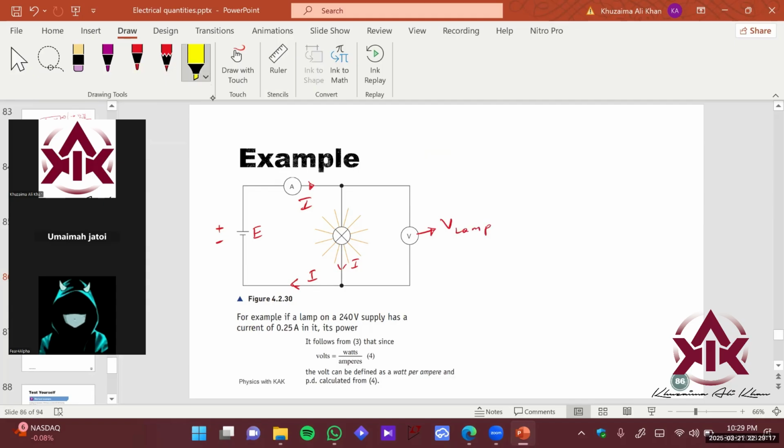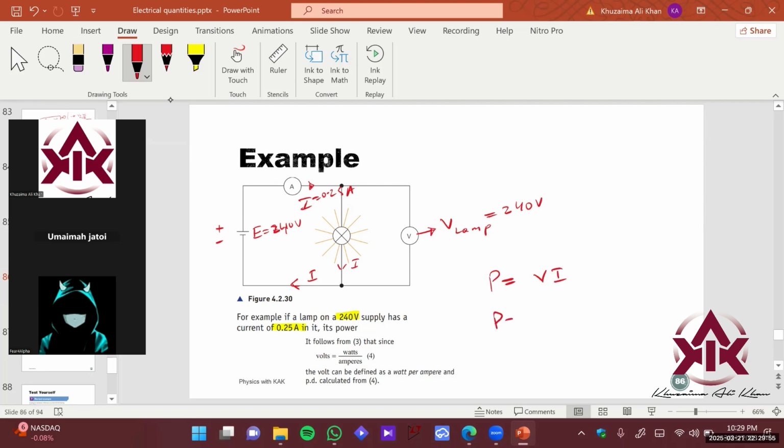So what is the question given to you over here? If a lamp has a supply of 240 volts and it has a current of 0.25 amps, how can I find the power that it is consuming? The lamp has a 240 volt supply, so this complete voltage is getting consumed at the lamp. So V lamp is also 240 volts, and I know the current flowing through the circuit, I equals 0.25 amps. So I can find the power consumed by the lamp, that is V times I.